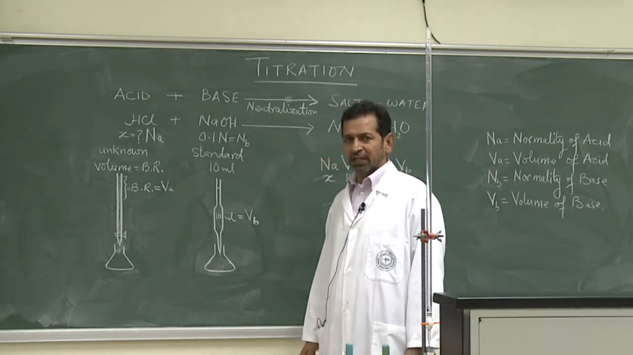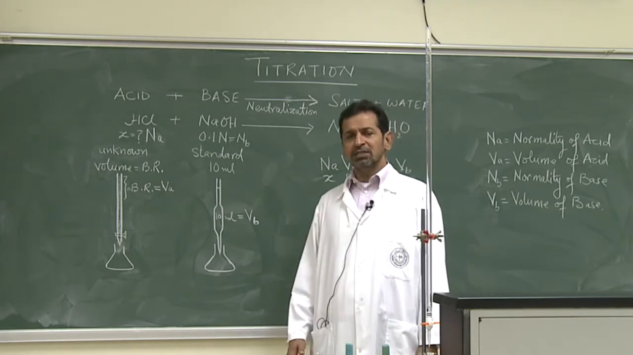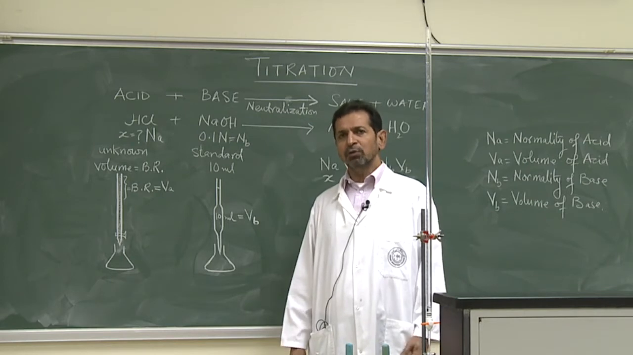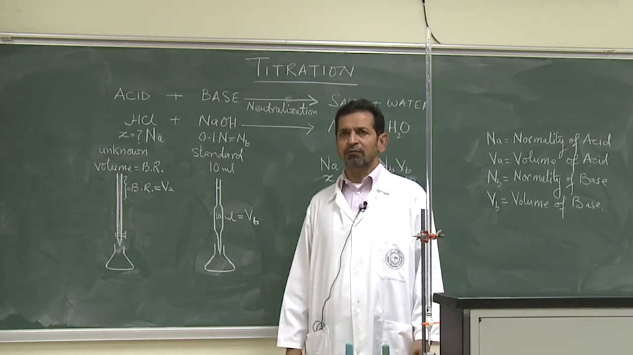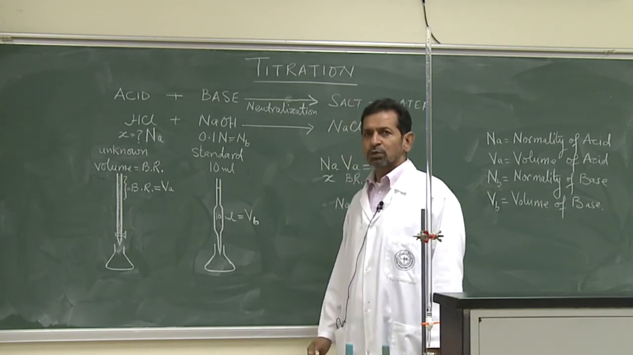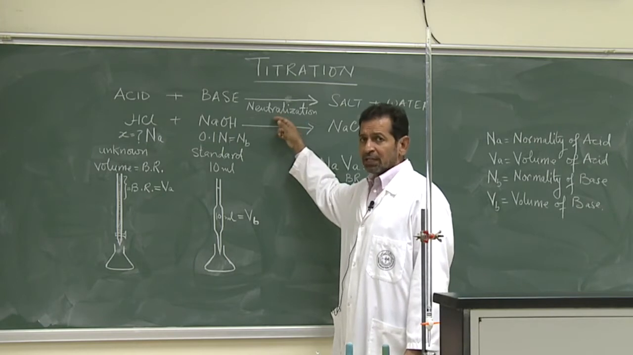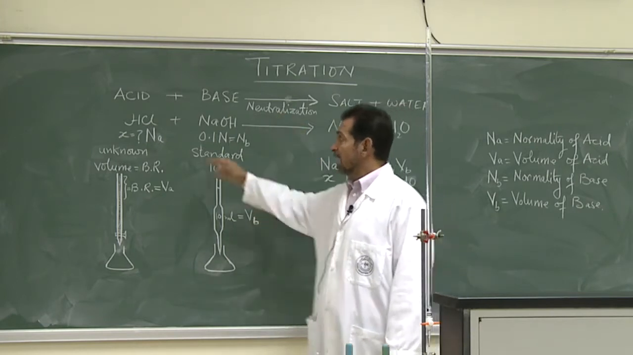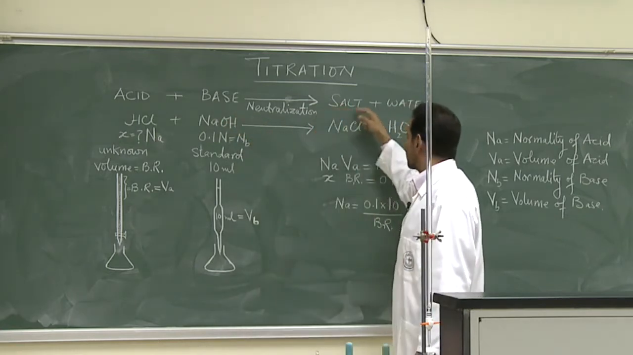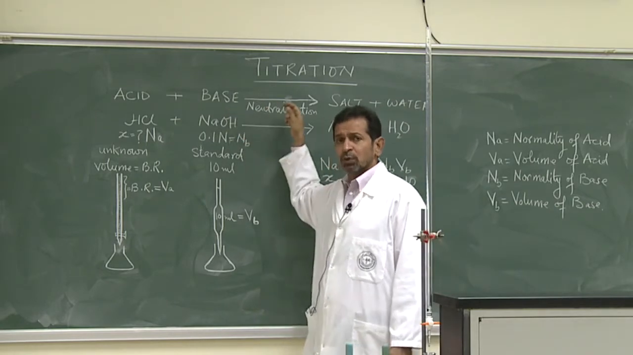Titration is a special technique by which we can determine the concentration of an unknown solution of acid or base by neutralizing it against a standard solution of acid or base. In this titration we will use a reaction called neutralization. Neutralization is a reaction in which an acid reacts with a base to form salt and water. Whenever an acid reacts with a base, it always produces salt and water.